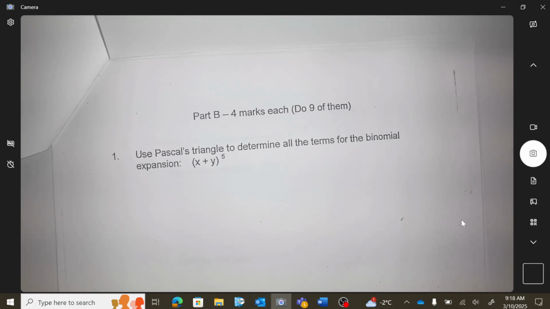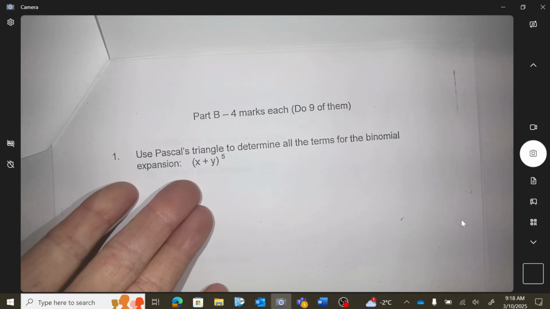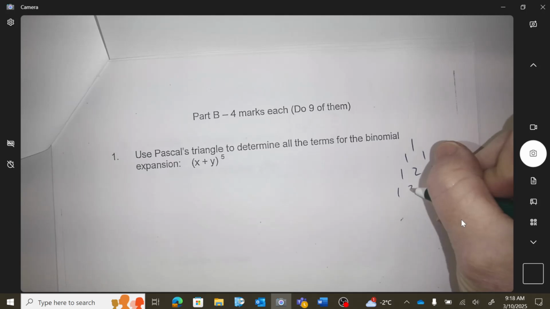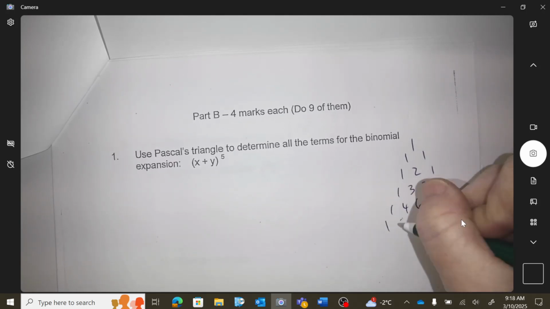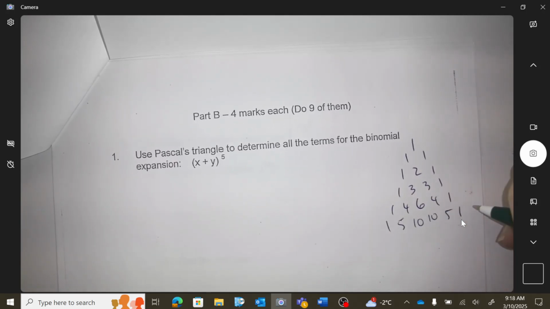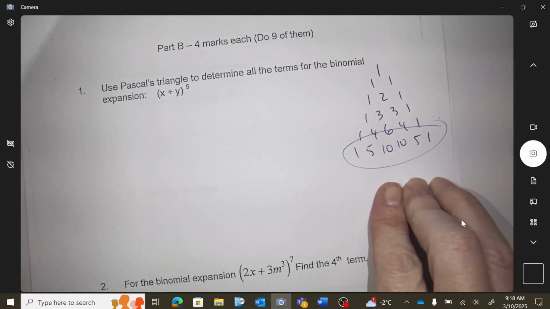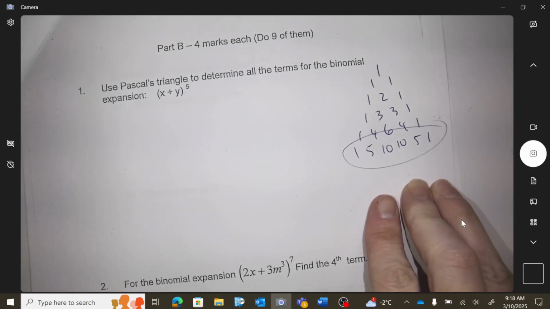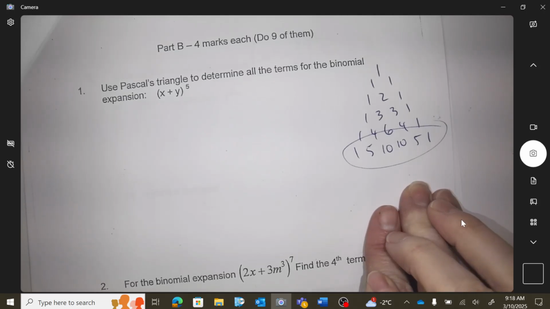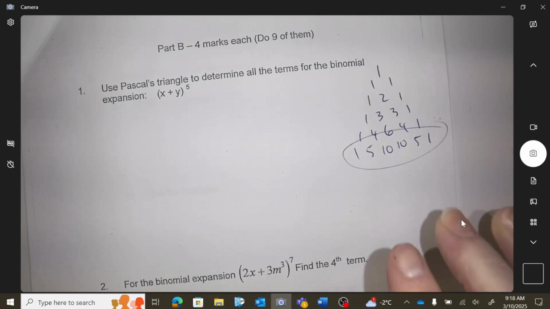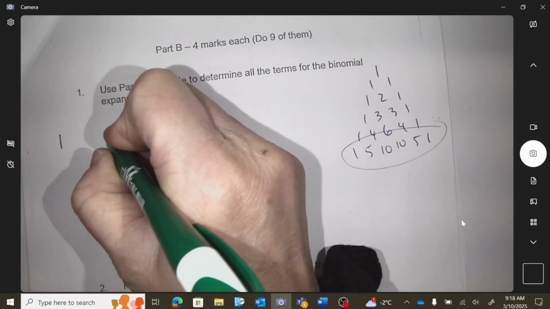Expand fully this binomial. Okay, so there are no coefficients in there, so it's just going to be all my regular coefficients. So I'm going to do a triangle. These are the only coefficients I will see. Why? Because there's no other coefficients going on in this. So there's going to be 6 terms.